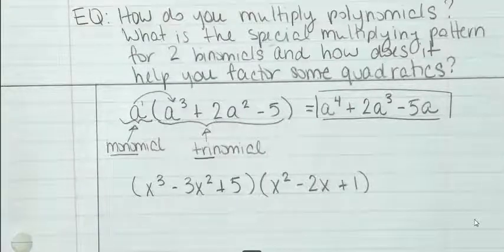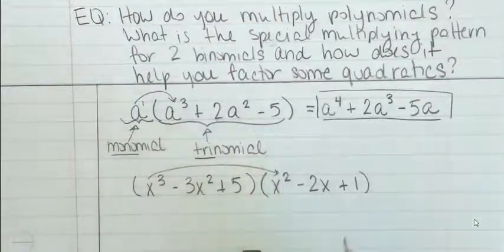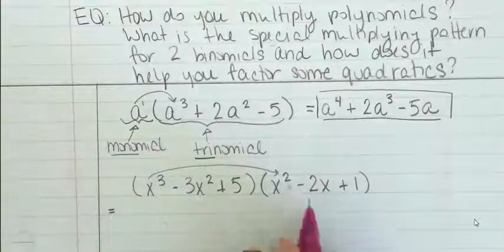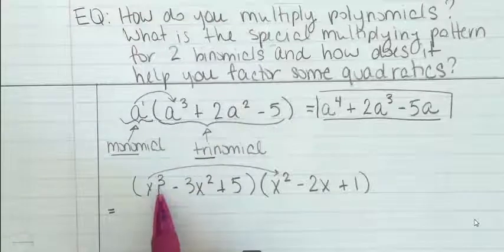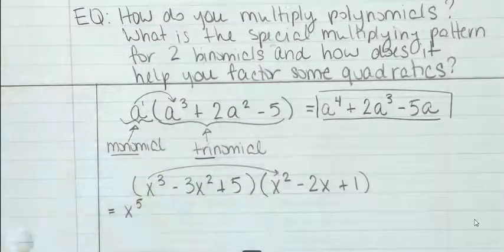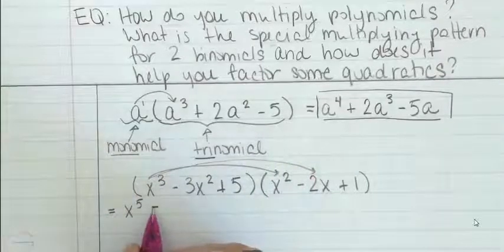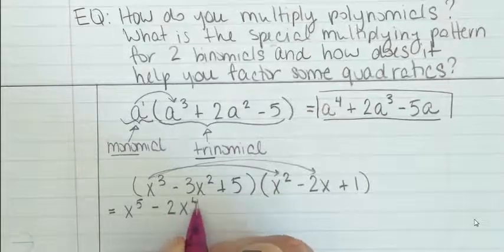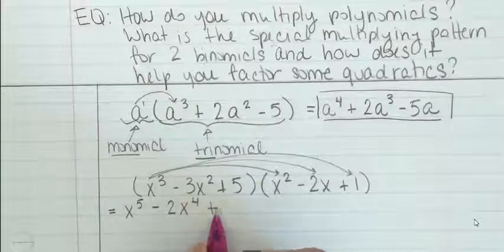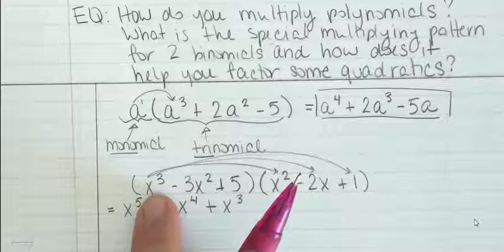You're like triple distributing. So I'm going to take the x cubed, I'm going to multiply it to x squared. I'm going to go down here because I'm going to get a lot of terms out of this. So once again, like bases, so I add the exponents. So I get x to the 5th. Then x cubed times negative 2x gives me negative 2x to the 4th. And x cubed times positive 1 gives me positive x cubed.